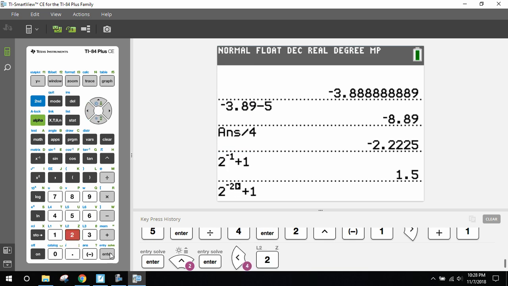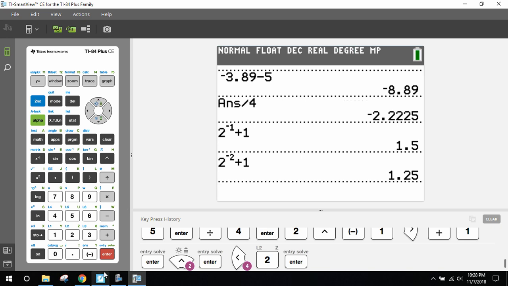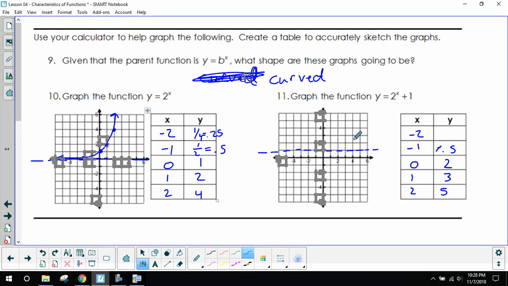-1, 1.5. 0, 2. 1, 3. And 2, 5. Again, draw your line. It's curved. Not touching the asymptote. A little crooked there, but it did shift up one like it said it should. Let's see what the time looks like. Oh my gosh, 40 minutes.